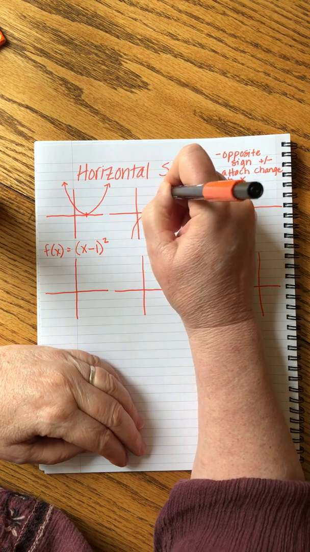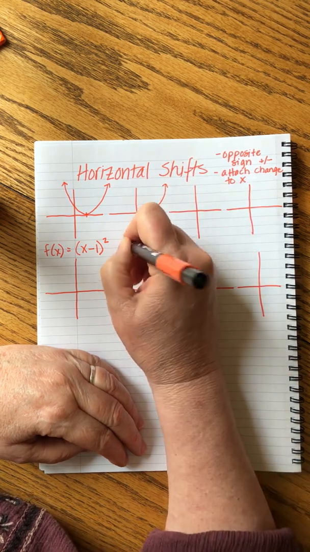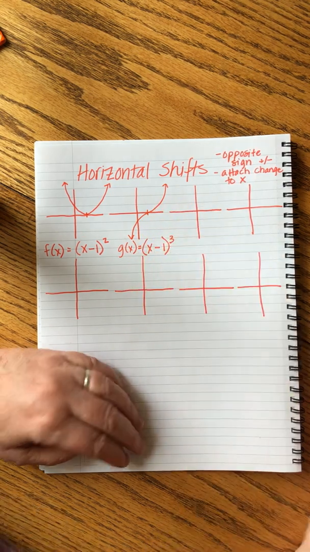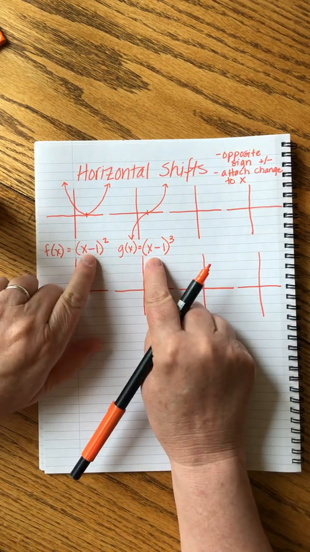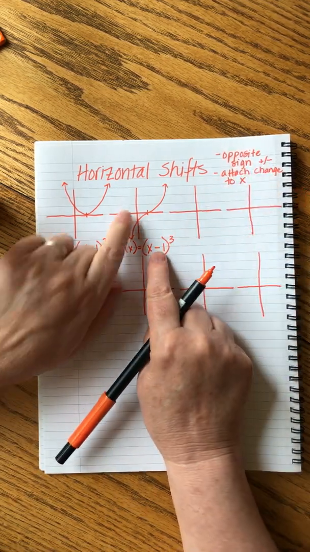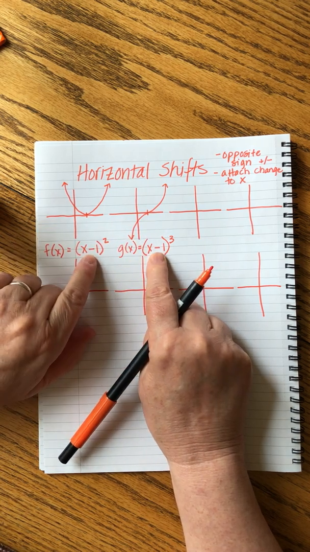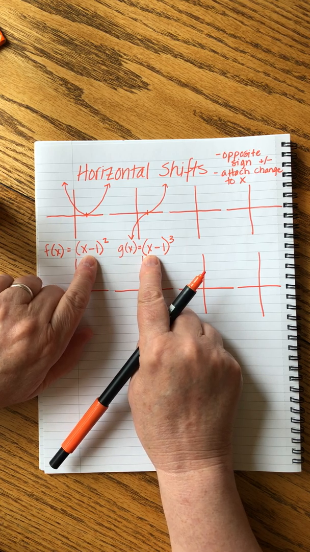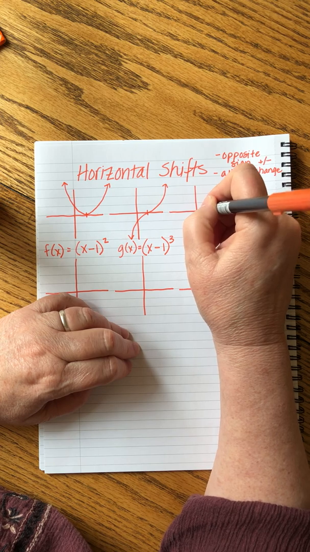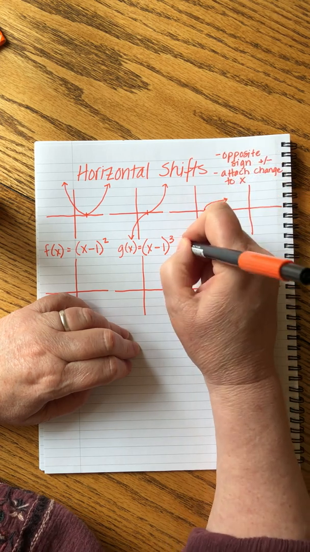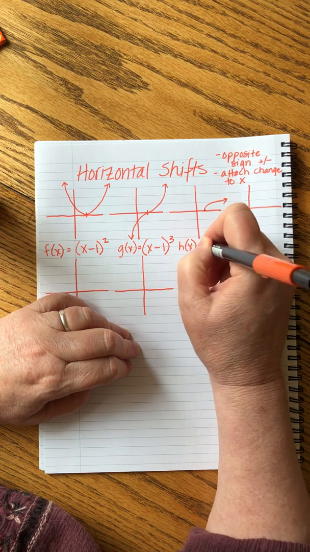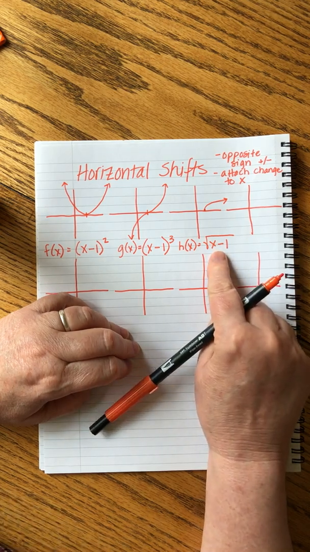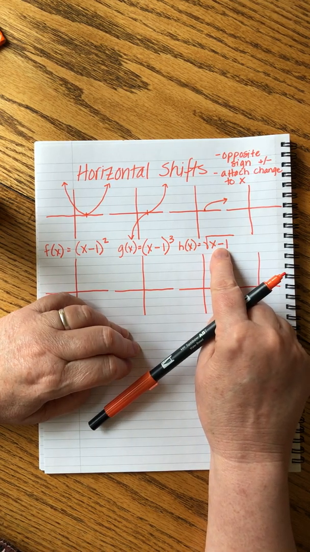Okay, here comes our cubic function. It's g of x equals x minus 1 cubed. So it works exactly the same way as this. We use the opposite sign that you would expect. We moved it positive, but we're subtracting 1. And we attach the change to the x. All right, square root looks kind of like that. The h of x equals, and look again, we attach the change to the x, and we use the opposite sign for the change.